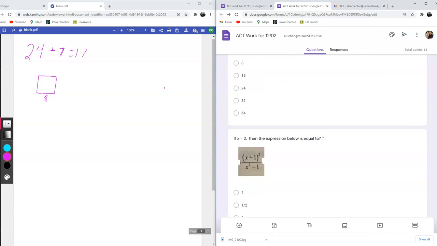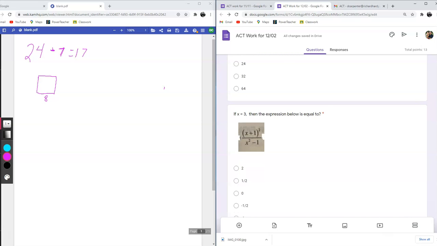Let me try to move these. If x is 3, what is this expression equivalent to? So I have 3 plus 1 is 4. 4 squared is 16. And then I have 3 squared is 9, minus 1 is 8. 16 divided by 8, 2.